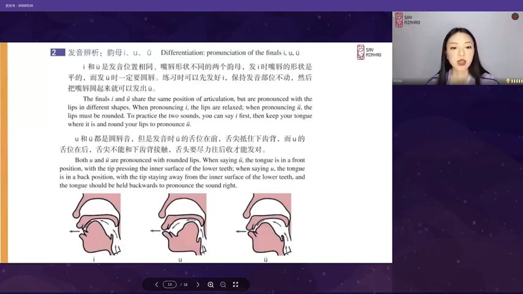Now let's move on to the pronunciation of the finals. First, we can see here the differentiation between yi, wu, and yu. I know some of you might find it a little difficult to pronounce yu. So here is the trick. Try to pronounce yi first. Yi is very easy for everyone.